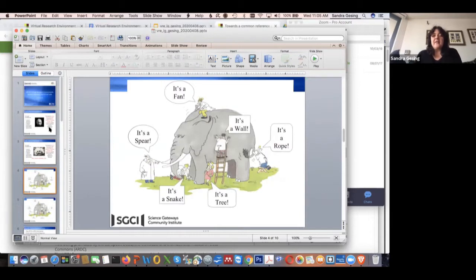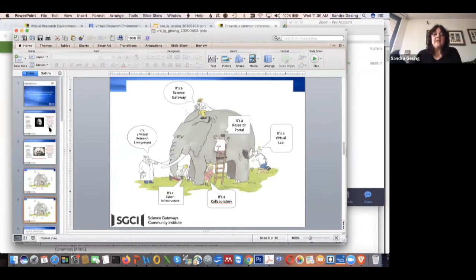And there are different names for virtual research environments. If you look at this elephant, every perspective is a little bit different. In the US it's often a science gateway, and in Europe, virtual research environment is a term that is often used. In Australia, it's a virtual lab, but you can hear also about research portals or collaboratories or cyber infrastructure. And under these terms, we always want to help and support researchers not to focus on the nitty-gritty details of the underlying infrastructure, but to support their science and research.